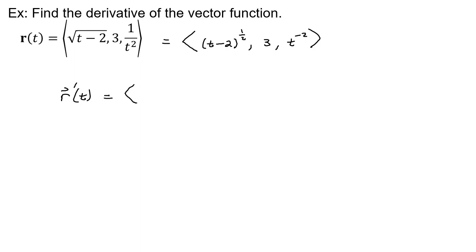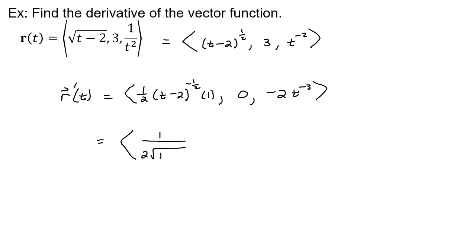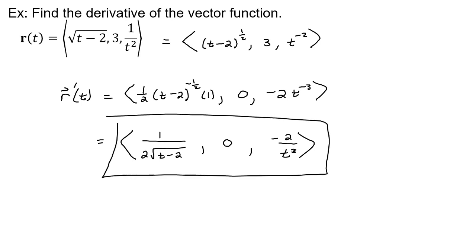would be to pull the power down, leave the inside the way it is, to the 1 less power times the derivative of the inside. The 3 just goes to 0, and t to the negative 2 becomes negative 2t to the negative 3. And we can simplify this a little bit. A 1/2 power with a negative on it is the same thing as a square root on the bottom. The number 0 is just the number 0, and this is negative 2 over t cubed. And that would be the derivative of that vector function.